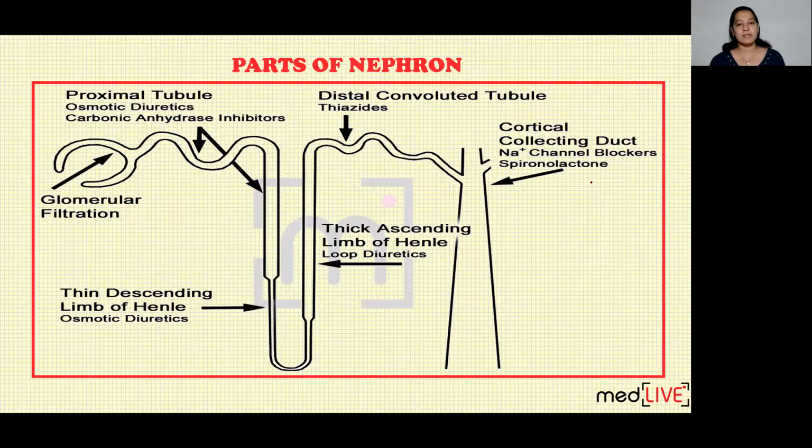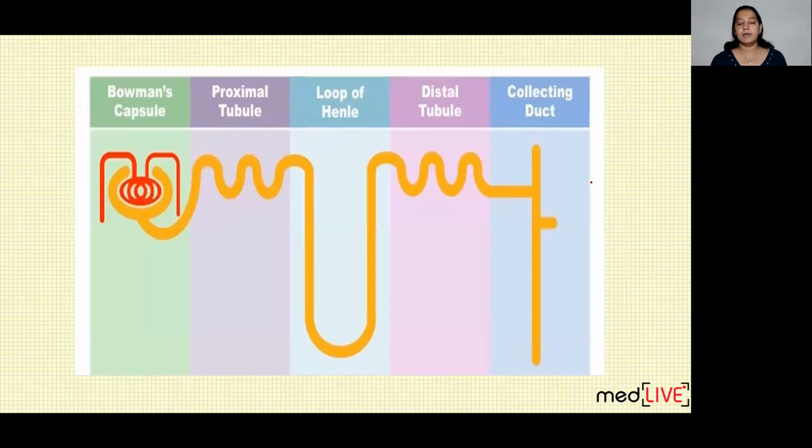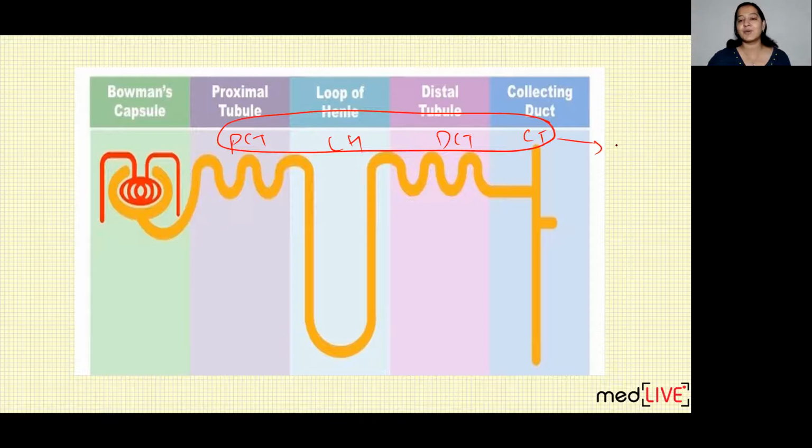Again, in this diagram, you can see all parts of the nephron clearly. One more thing, all the tubules together, that is PCT, loop of Henle, descending limb as well as ascending limb, both limbs, DCT and collecting tubules, all these together are known as tubules. So I can say nephron has 2 parts. One is glomerulus, that is Bowman's capsule and tuft of capillaries, and the other is tubules. Tubules consist of PCT, loop of Henle, DCT and collecting tubules.